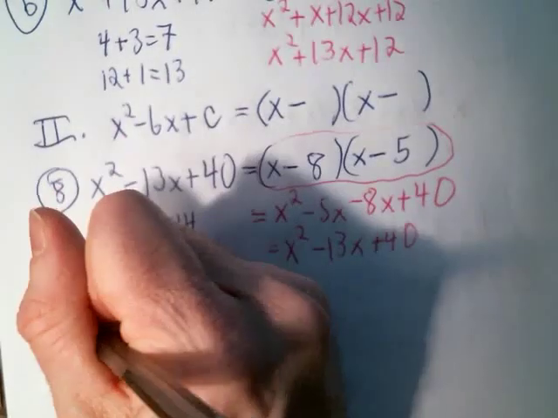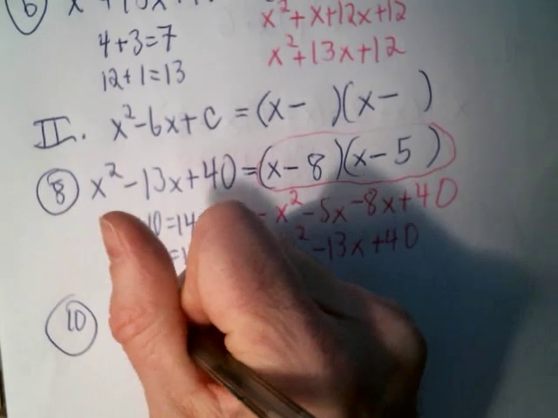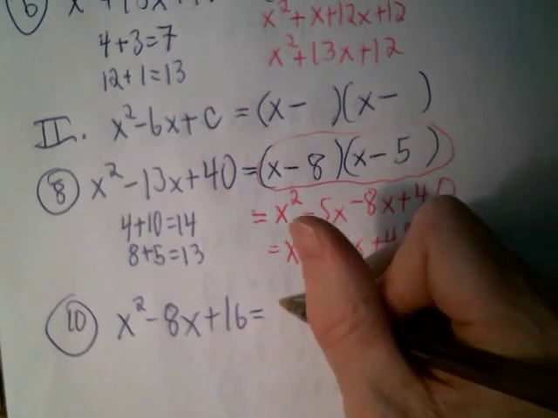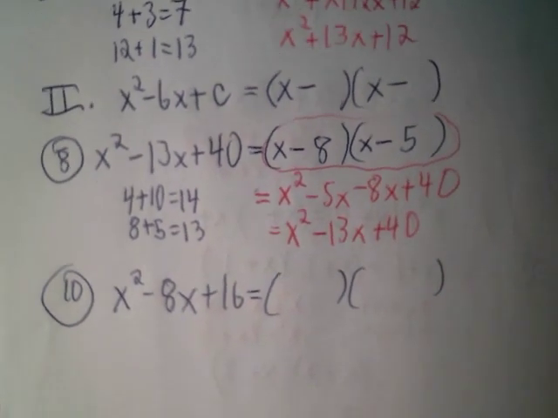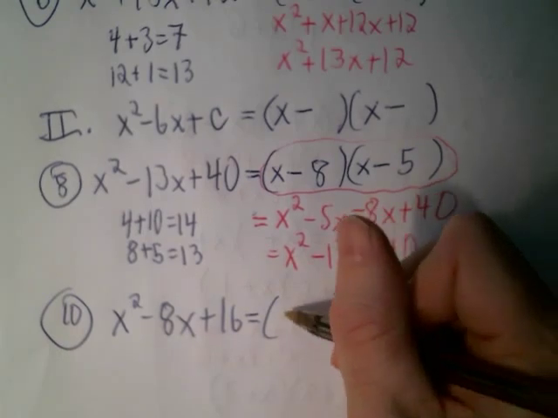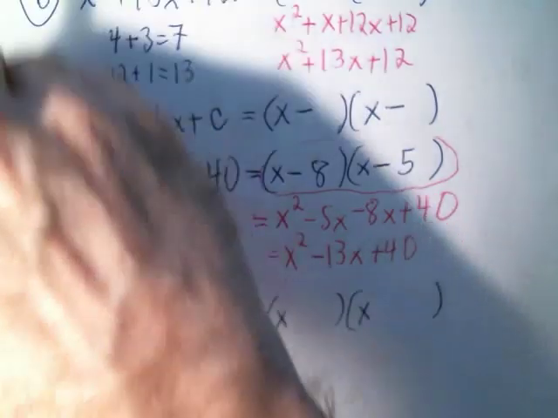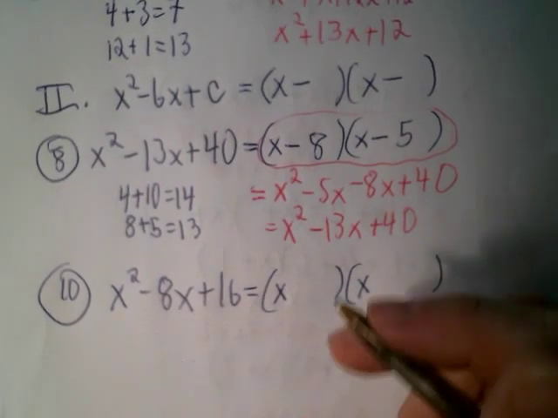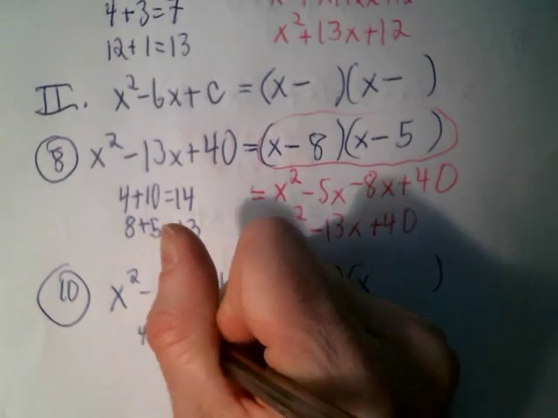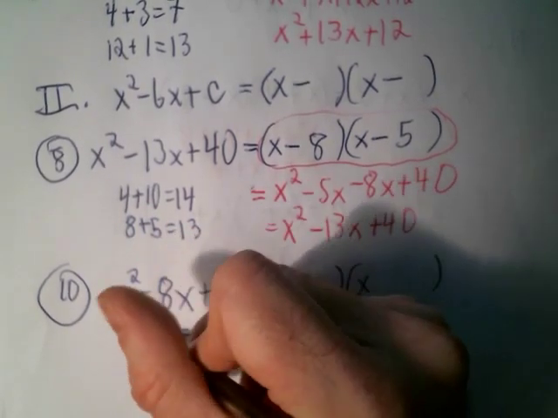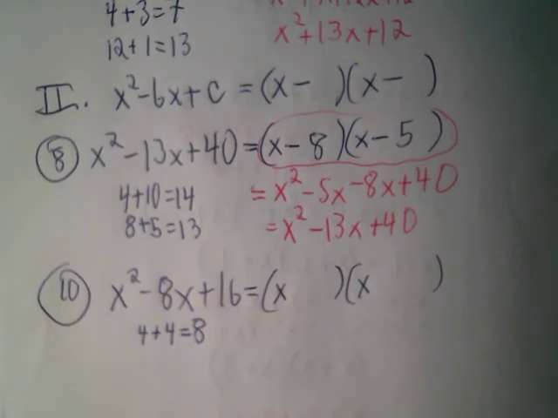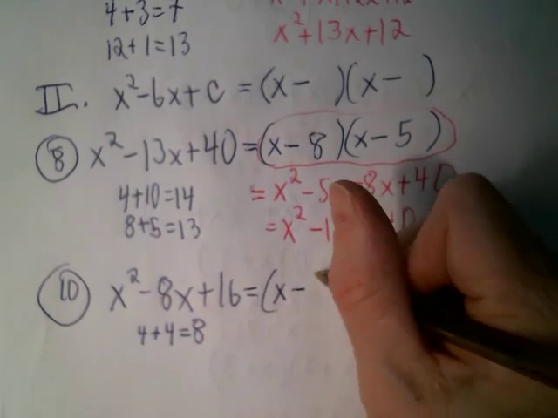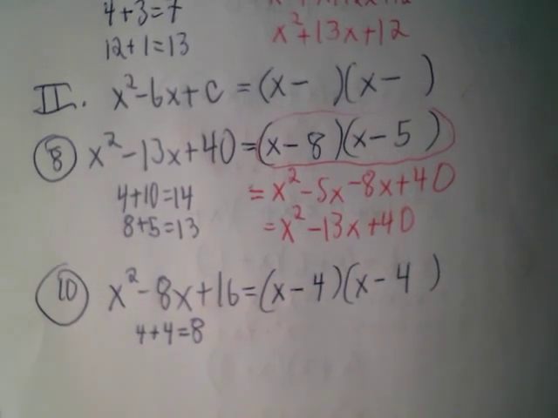Okay, let's try number 10. So we have x squared minus 8x plus 16. I'm going to set up my parentheses. Okay. So I have x and x. And then I need two numbers that multiply to be 16, but add to be 8. And I sort of let the cat out of the bag. 4 and 4. So 4 times 4 is 16, and then 4 plus 4 is 8. So that's what we're going to use. We want minus minus because of the form, and then we'll have to use 4 and 4.